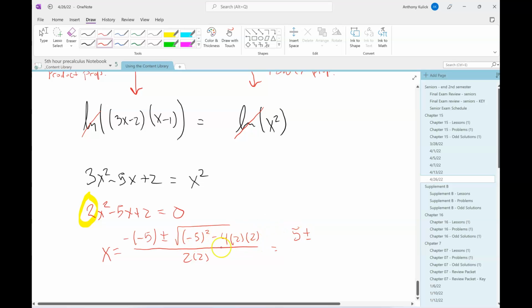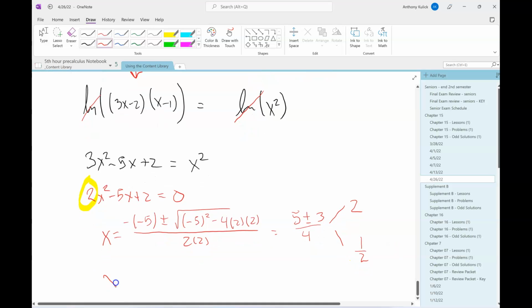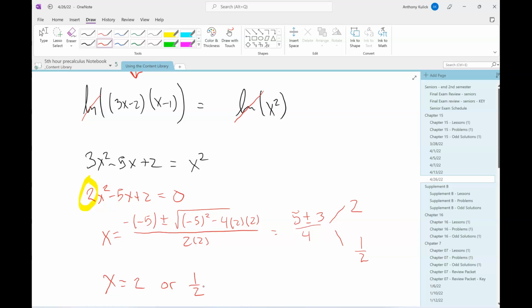Let's see, 25 minus 16 is 9. The square root of 9 is 3. So 8 plus 3 over 4 is 2. And 5 minus 3 over 4 is 1/2. Are we done? No! What do we still have to do?